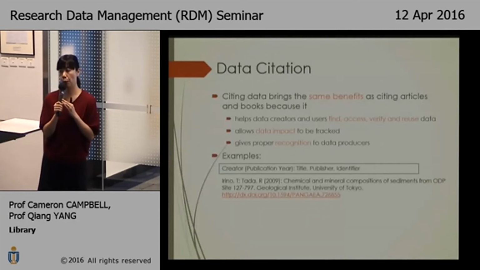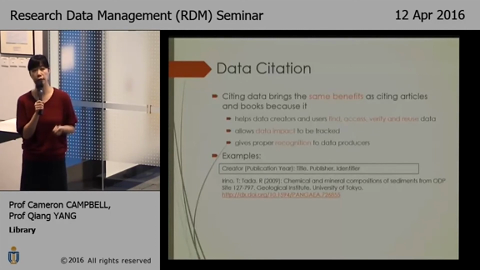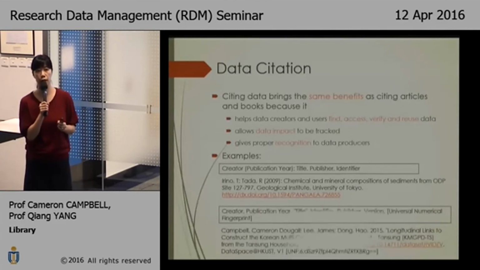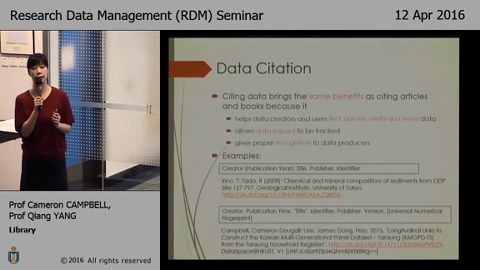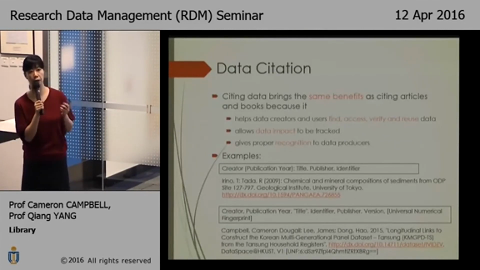Here are some examples. This citation is simple. The citation mentions the name of the creator, publication year, title, publisher, and identifier. But we can have some more details like this. It mentions the names of creators, publication year, title, identifier, publisher, version, and also the UNF, Universal Numerical Fingerprint. More details, and they are all unique identifiers.